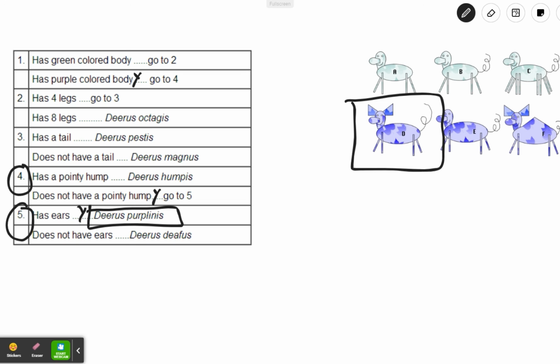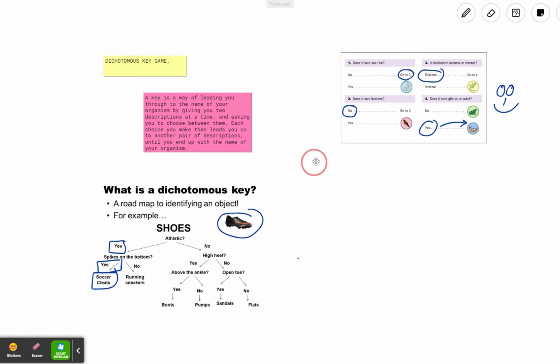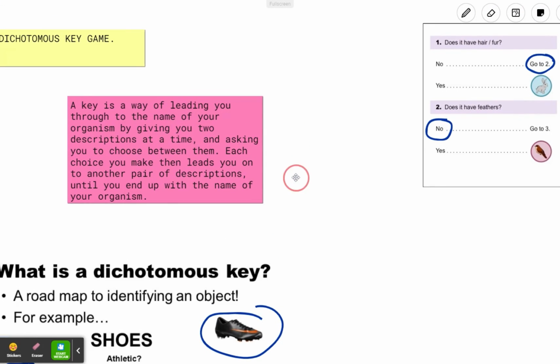Fun and easy. Now, remember, ladies and gentlemen, it's not just a game. It's an important concept in biology named the dichotomous key. If you guess the name of an organism through this technique, or you draw this technique, it is called a dichotomous key. Oh, teacher, you broke our heart. Why? All of you are shocked? Yes, it is a dichotomous key. Remember, a key is a way of leading you to the name of your organism by giving you 2 descriptions at a time.